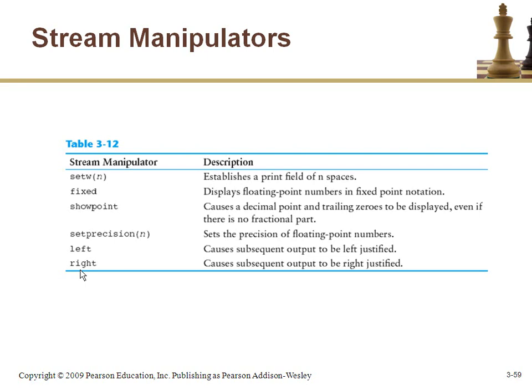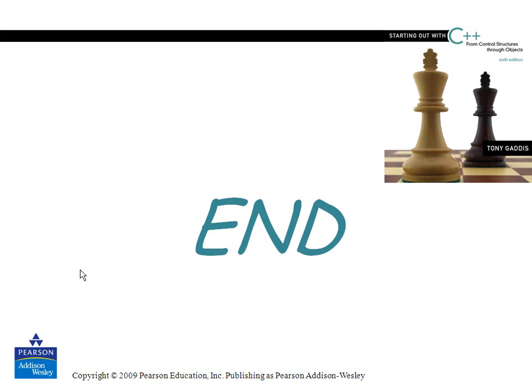This table will go through and show you each of the stream manipulators and their descriptions. Setw(n) will establish a print field of n spaces. Fixed displays the floating point number in fixed point notation. Showpoint causes a decimal point and trailing zeros to be displayed even if there is no fraction part. Setprecision(n) will set the precision of a floating point number. Left will cause the subsequent output to be left justified, and right will cause the output to be right justified. End of the section.